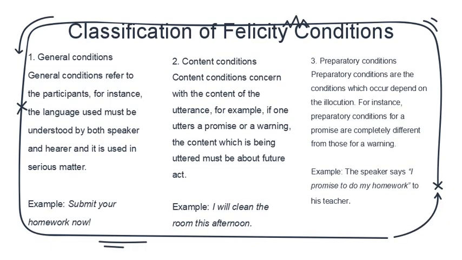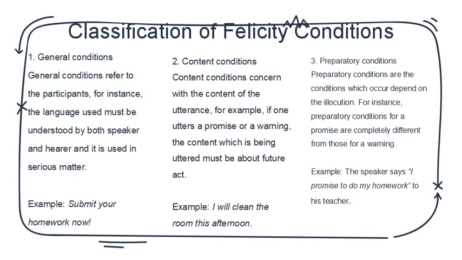There are 5 classifications of felicity conditions. The first one is general conditions. General conditions refer to the participants. For instance, the language used must be understood by both speaker and hearer and it is used in a serious matter. For example, "Submit your homework now." In this context, the teacher said it to the students, all participants understand the language, they are not play acting, and the teacher's sentence makes sense.